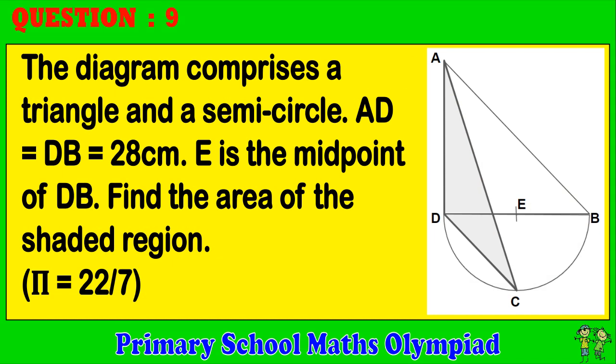Question 9. The diagram comprises a triangle and a semicircle. AD equals DB equals 28 centimeters. E is the midpoint of DB. Find the area of the shaded region. Pi equals 22/7.